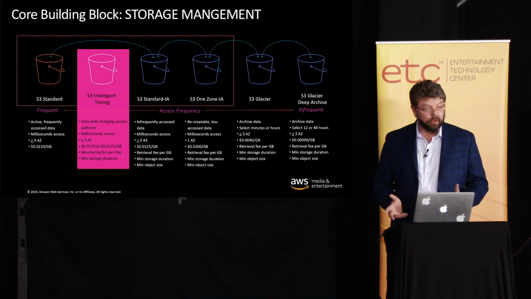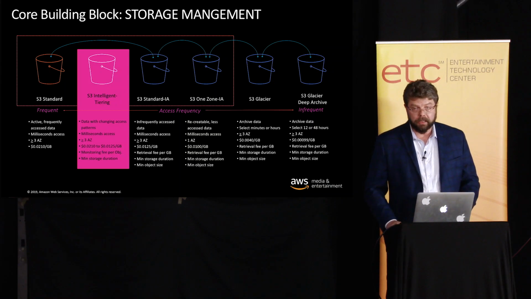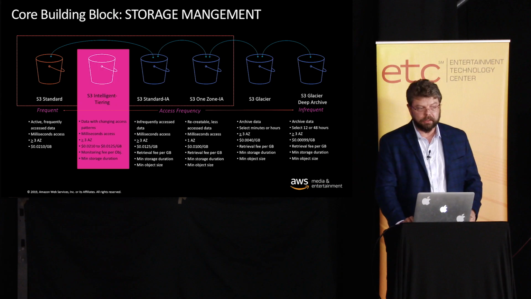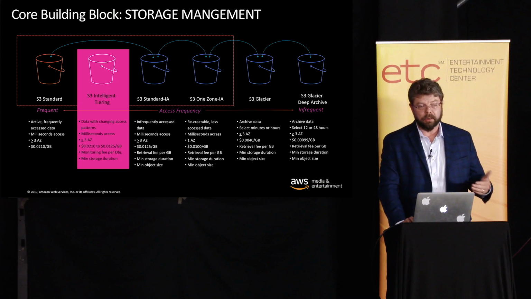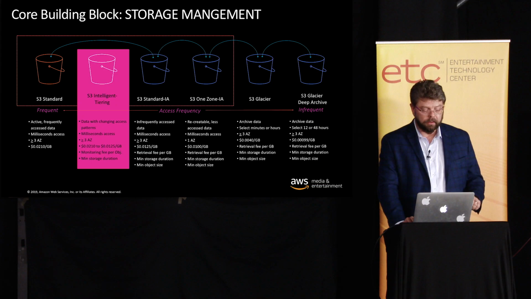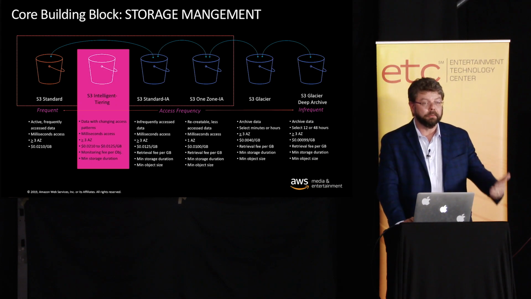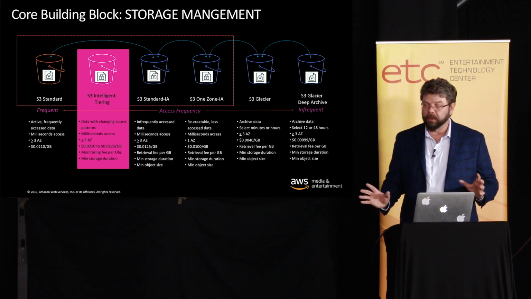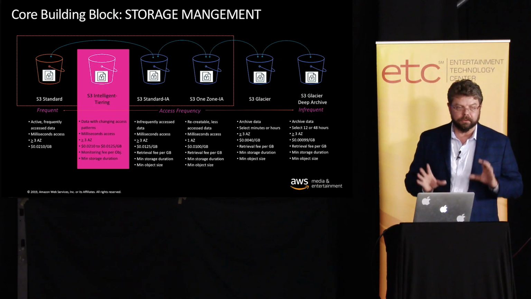Lastly, the core building block: storage management. AWS has multiple layers of storage tiering capabilities, and I'm sure all of you have heard of the recent launch of Deep Glacier last year, which now brings storage down to $1 a terabyte a month, roughly. Although, as this is a video, please check your prices. They're constantly going down.